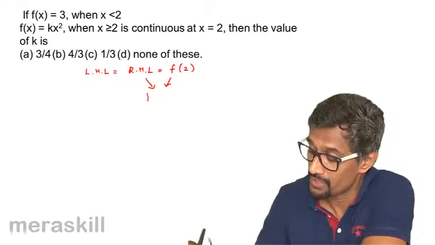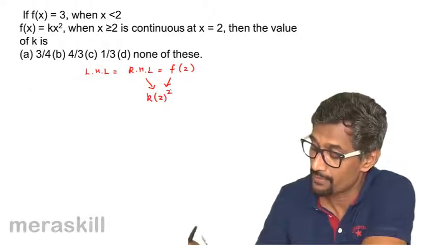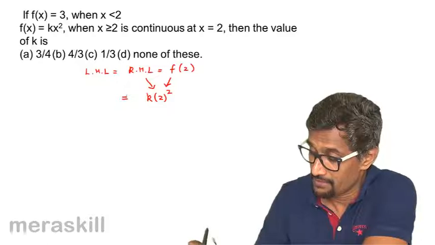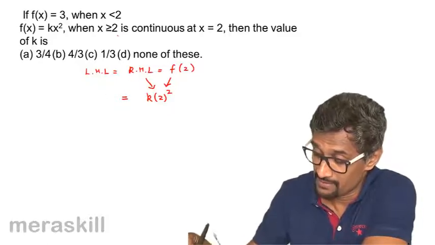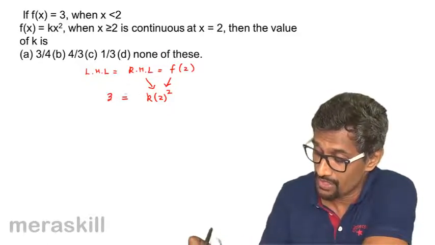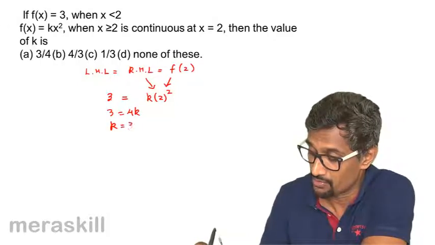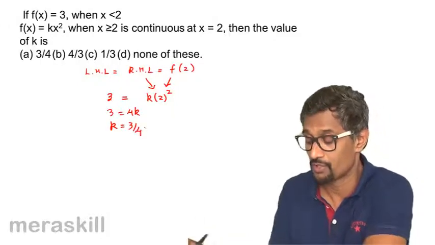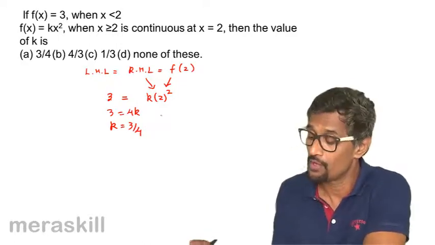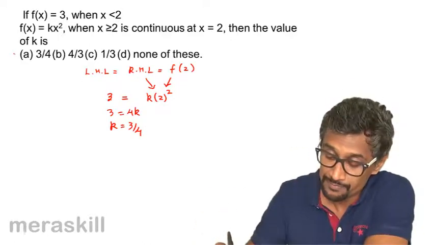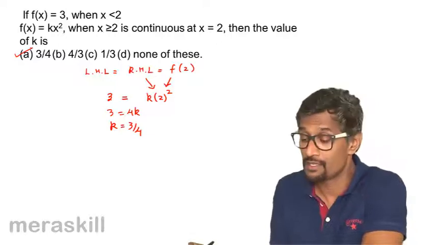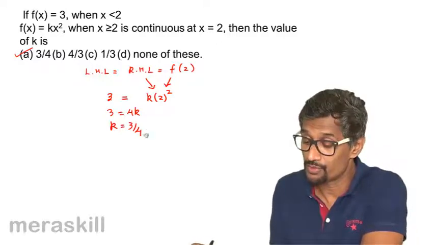So this is going to be k into 2 square. And the left hand limit is equal to, when x is less than 3, it is equal to 3. So 3 will be equal to 4k. So k would be equal to 3 by 4. So the value of k would be 3 by 4, so that the function is continuous at x is equal to 2.